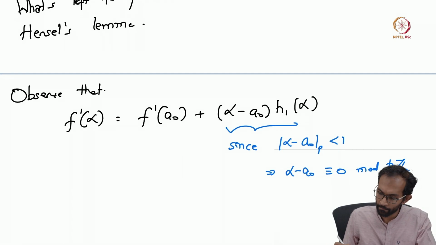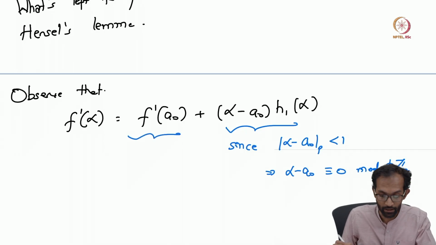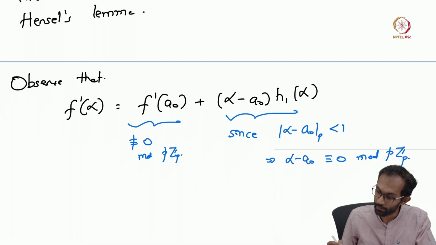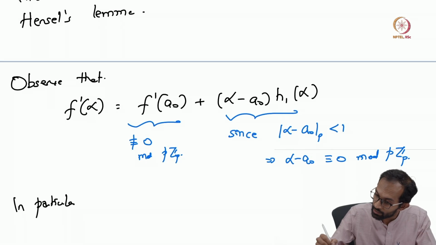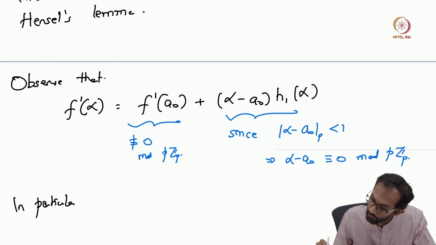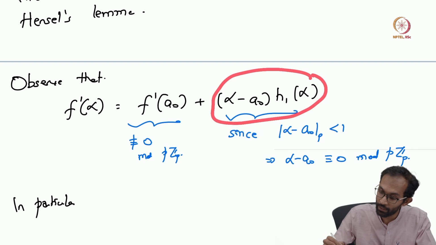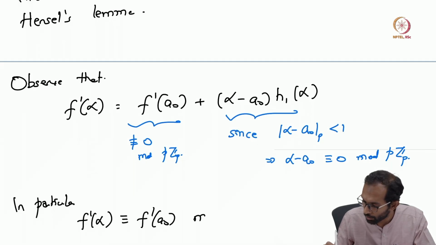Okay. On the other hand, we have that f prime of a naught is not congruent to 0 mod p Z_p. So in particular, since we observe that the second expression on the right hand side is congruent to 0 mod p Z_p, what we have is that f prime of alpha is congruent to f prime of a naught modulo p Z_p.